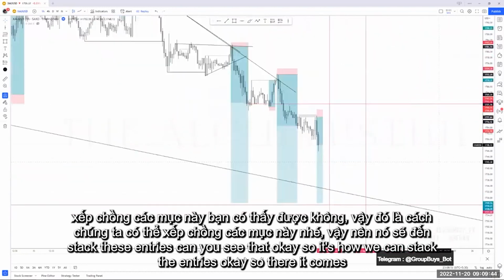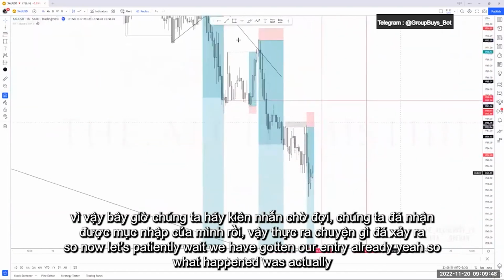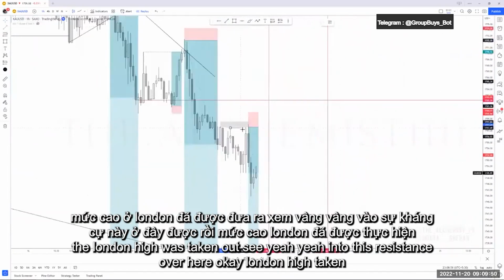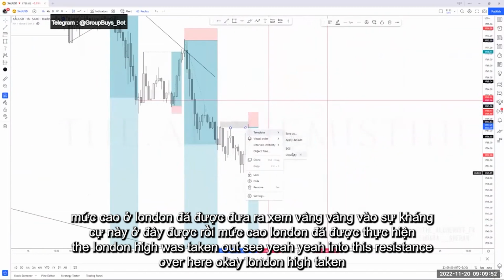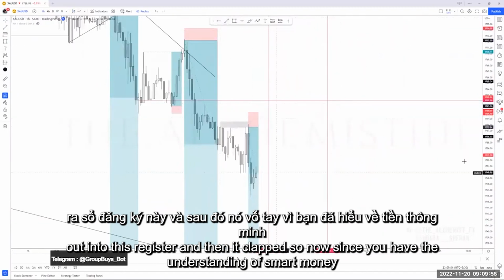Okay, so there it comes. So now let's patiently wait. We have gotten our entry already. Yeah, so what happened was actually the London high was taken out, see? Into this resistance over here. London high taken out into this resistance and then it trapped.